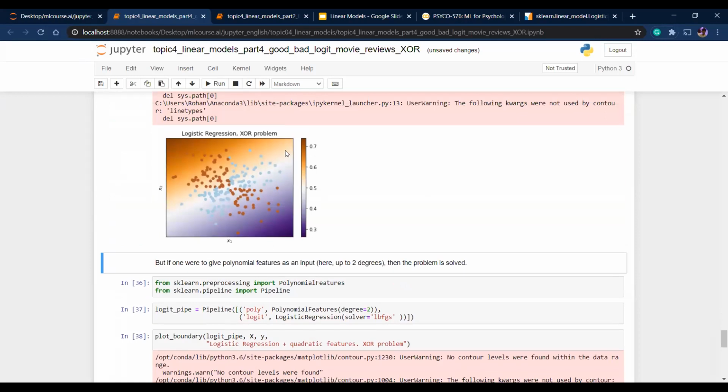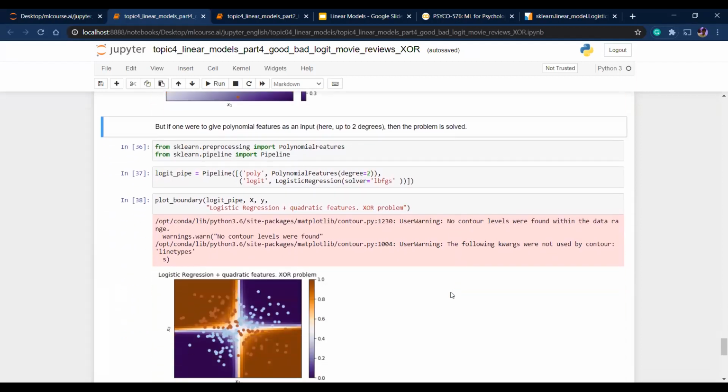So you see that this white narrow band in between is not able to differentiate between the light blue and the dark orange classes. So we want something more complicated. A simple logistic regression for binary classification does not work. So we need to do something to the data.